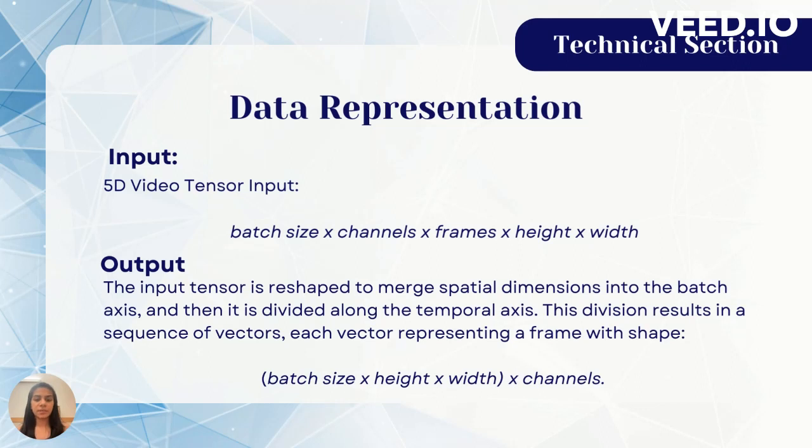In terms of data representation, the input is a 5D video tensor. This is then reshaped to merge spatial dimensions into the batch axis, and then it's divided along the temporal axis, which results in a sequence of vectors, each representing a frame with shape, batch size by height by width by channels.